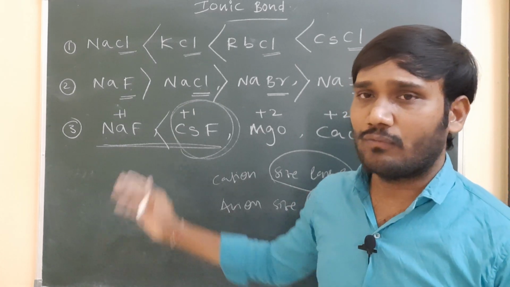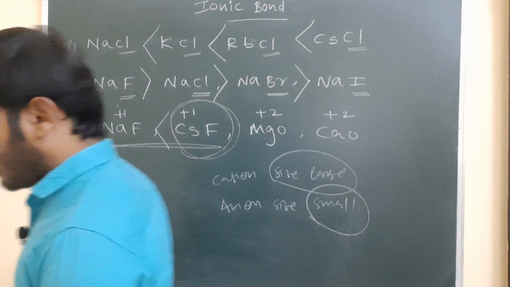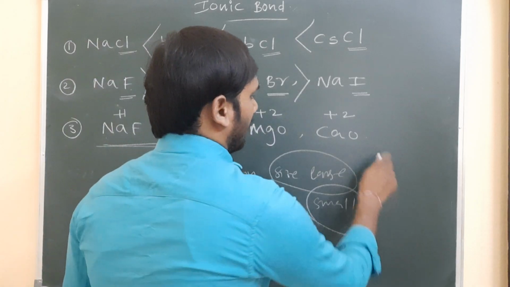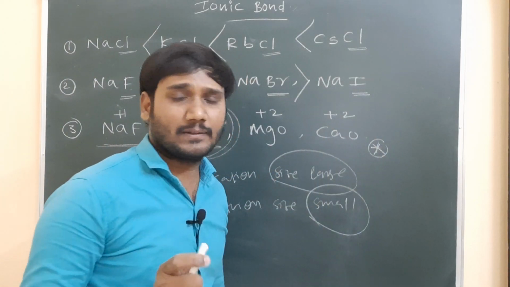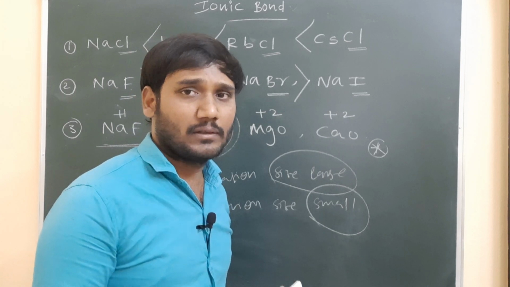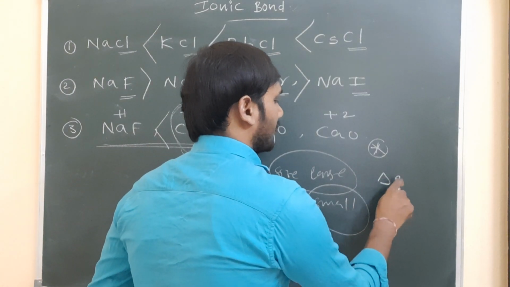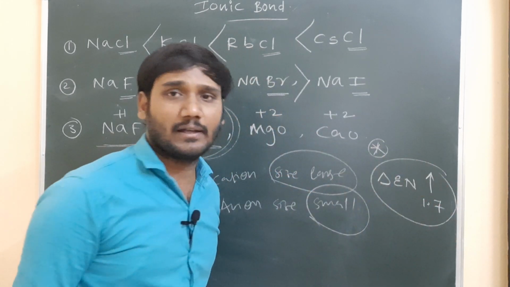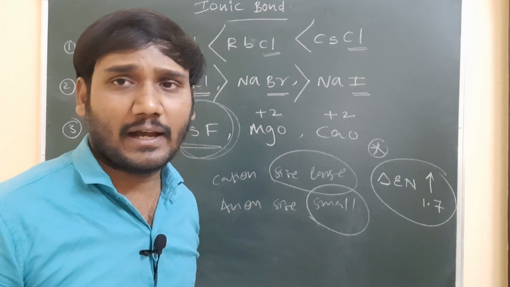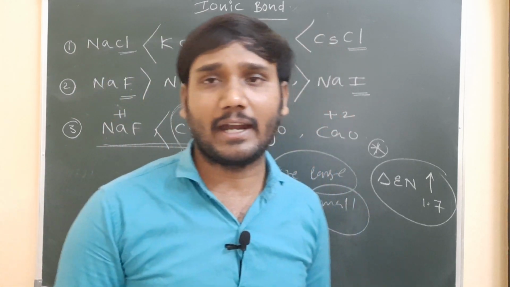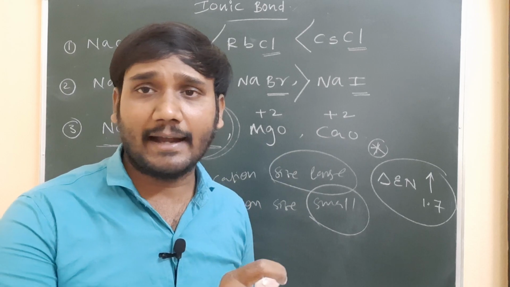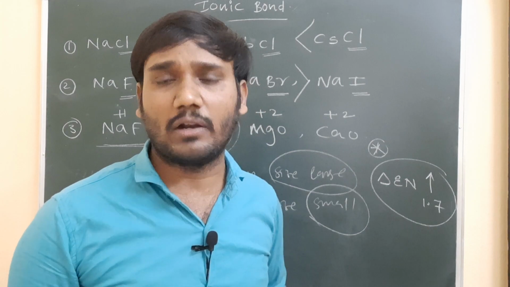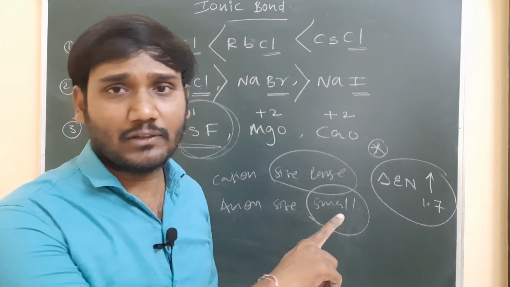So these are the factors favorable for the formation of the cation and the formation of the anion. And one more important thing: for the two ions participating in ionic bond formation, the electronegativity difference must be greater than 1.7. Only then will they participate in ionic bond formation. Not every cation and anion forms an ionic bond. Only a cation and anion with electronegativity difference greater than 1.7 are involved in ionic bond formation. That is a very important fact.